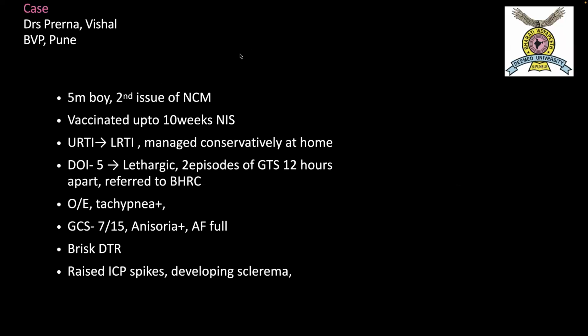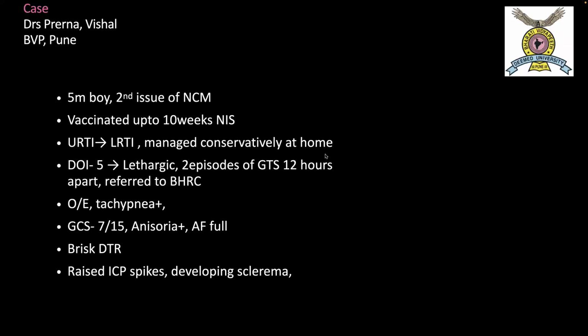Good evening, sir. Good evening. So this is regarding a 5-month-old boy, second issue of a non-consanguineous marriage, vaccinated up to 10 weeks by the national immunization schedule. He developed viral cold, cough, and fever at home, and within 4 or 5 days there was bilateral lower lobe involvement and a decrease in sensorium, and he was managed at home only by the local pediatrician. On day of illness 5, he was referred to our hospital with 2 GTCS 12 hours apart.